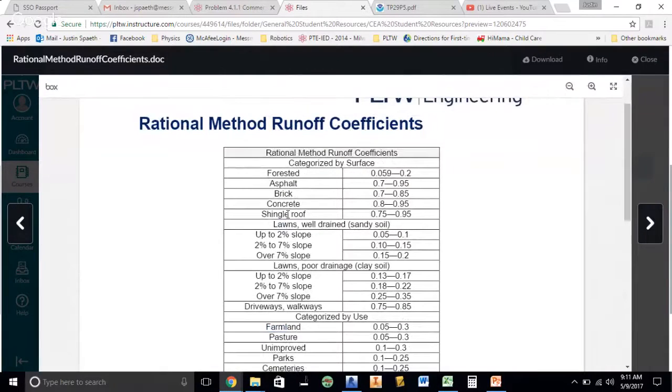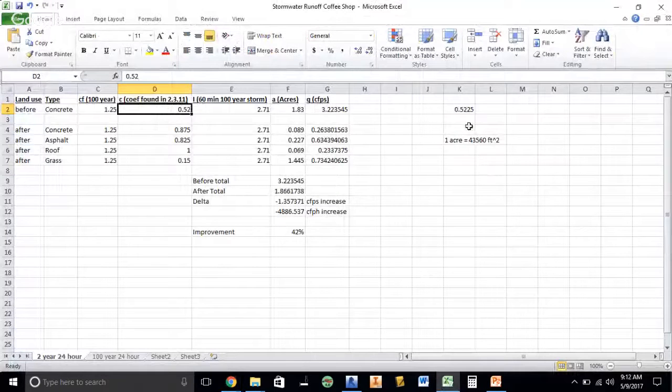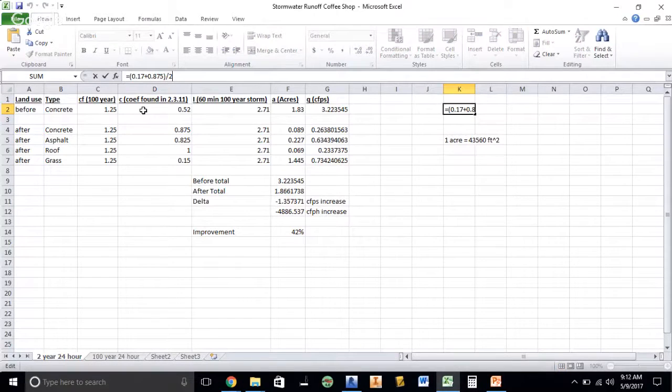What I have is a mixture of concrete and a mixture of very poor drainage grass. So what I did is I took this 0.17, and for the concrete, I took an average between 0.8 and 0.95, which is 0.875. And I took an average of those two because I just have a mixture of those two. I would say it's half and half.